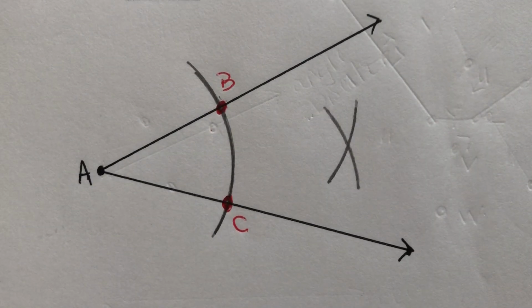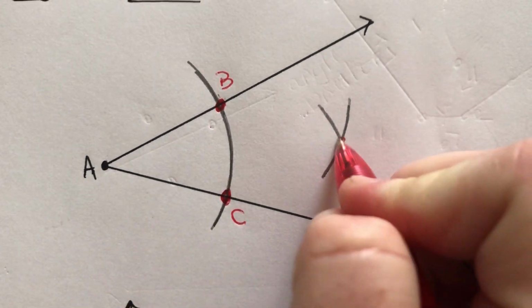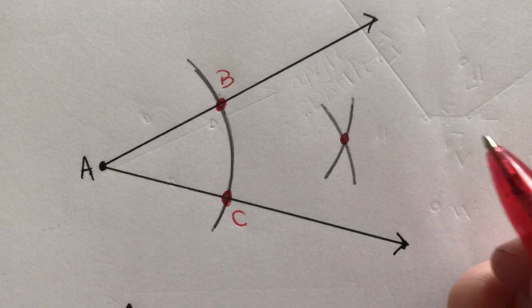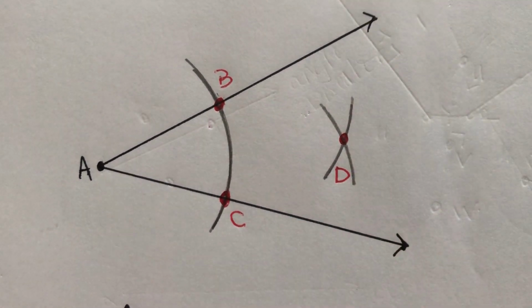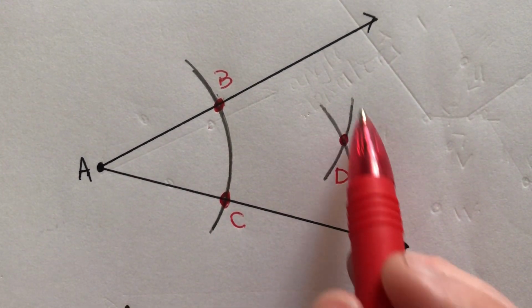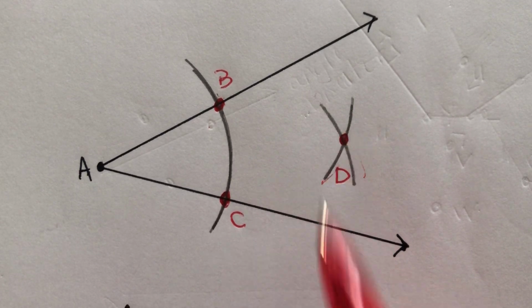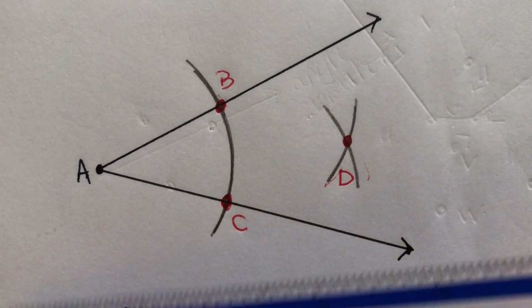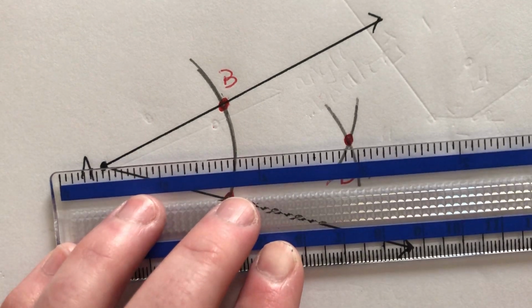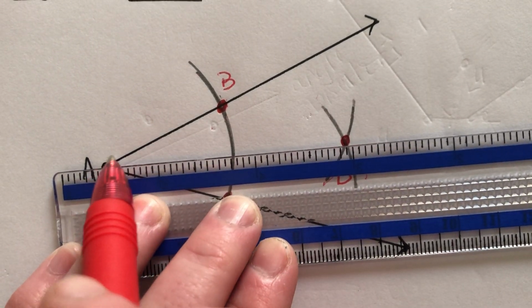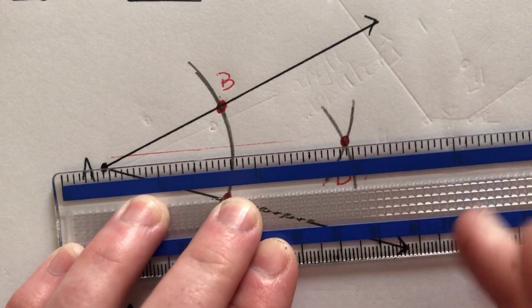Okay, easy peasy. So right where they cross, right here, you can call that whatever you want. Let's call it D, I don't know, point D. The arc part's not important, just that point where they intersect. So now I can draw a straight line from my vertex through that point in the middle.